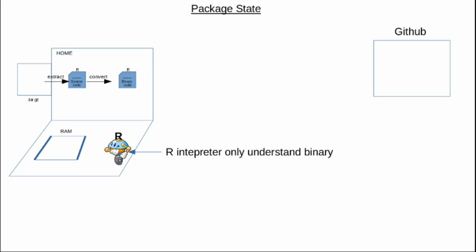So how can you do it? To do that, you typically use the library command. The library command loads your binary code into the RAM. Then finally you are able to use the functions available in the dplyr package. So this is how it works.